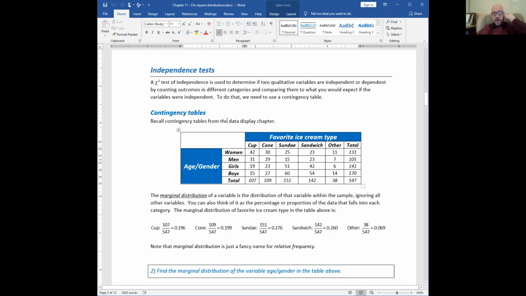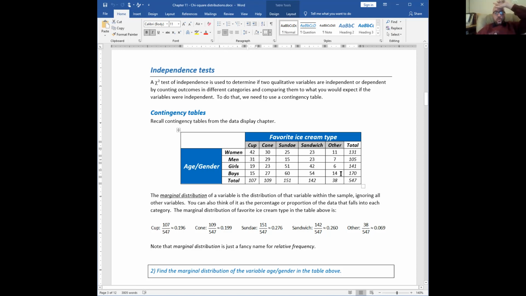If you remember, back in chapter 2, I believe it was, we learned about data display, and we learned about contingency tables. Here's what a contingency table is. I've got two variables, both qualitative in this case: age and gender category over here, with women, men, girls, and boys, which is adults and kids and male and female, all broken down into 4 categories. And then I've got favorite ice cream type: cup, cone, sundae, sandwich, and other.